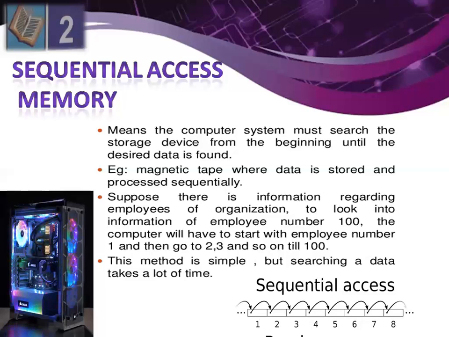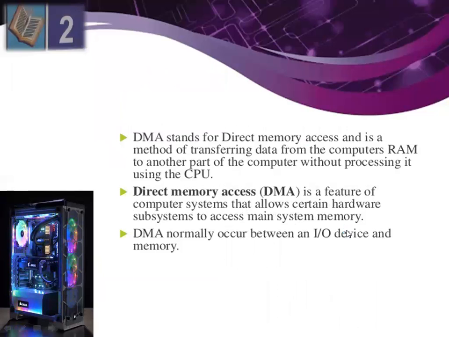So here we can check sequential access memory. Data is stored in the form of a sequence, and if you want to search location number 100, you have to go through the sequence and pass all the numbers. Then you can go to your required location and access your required data.